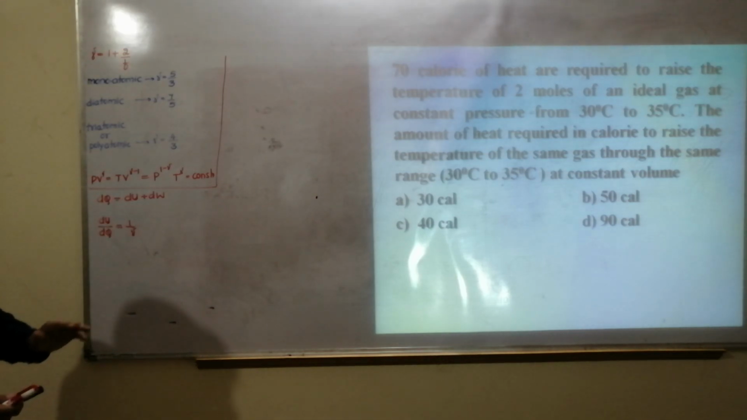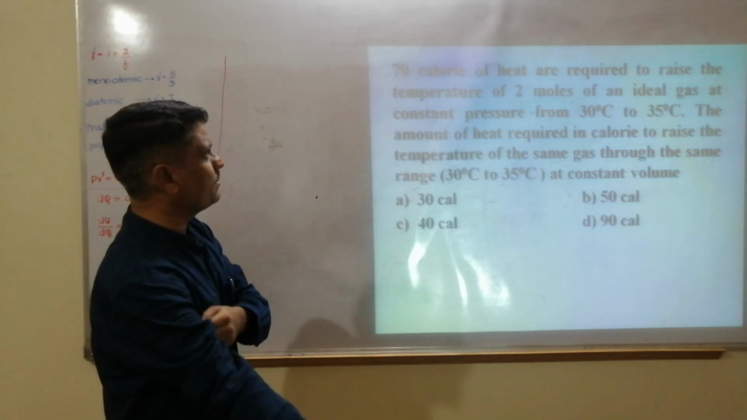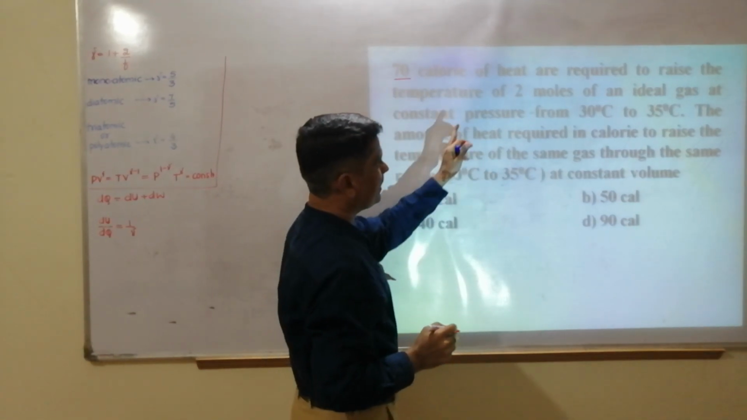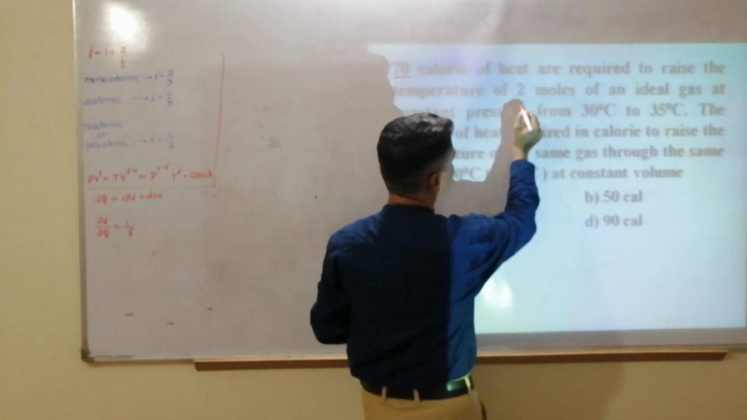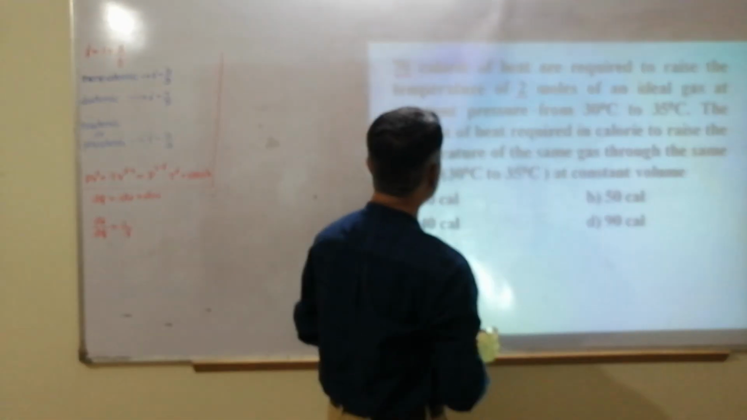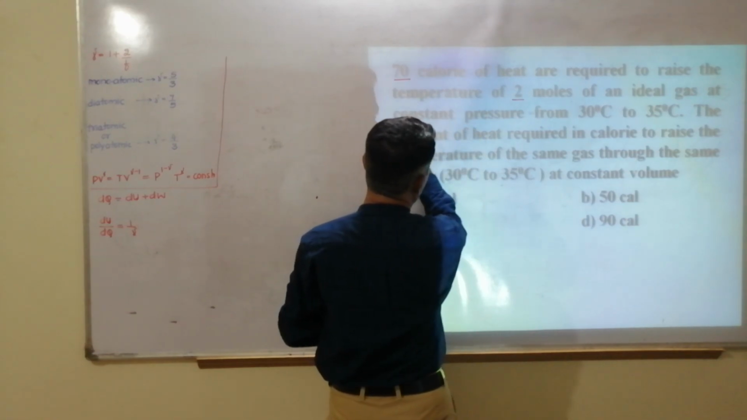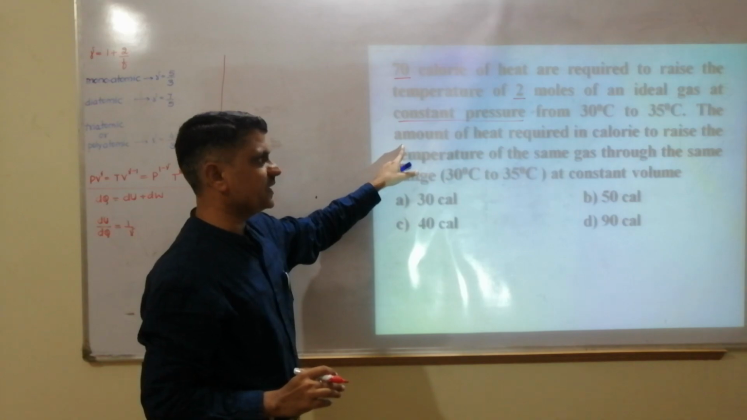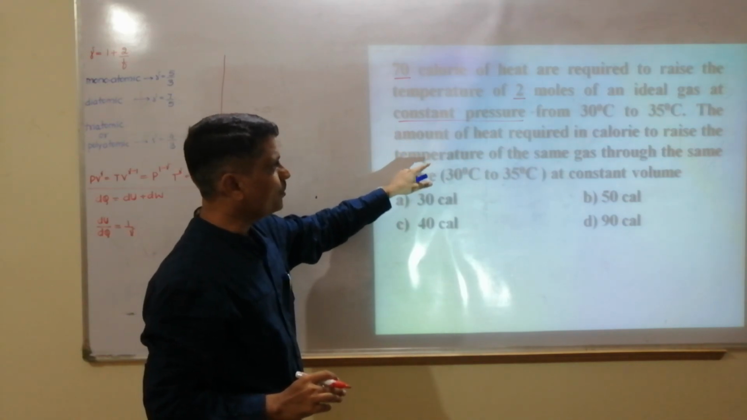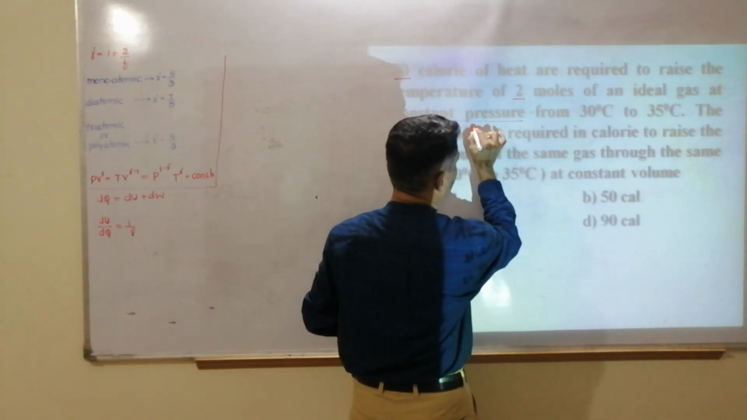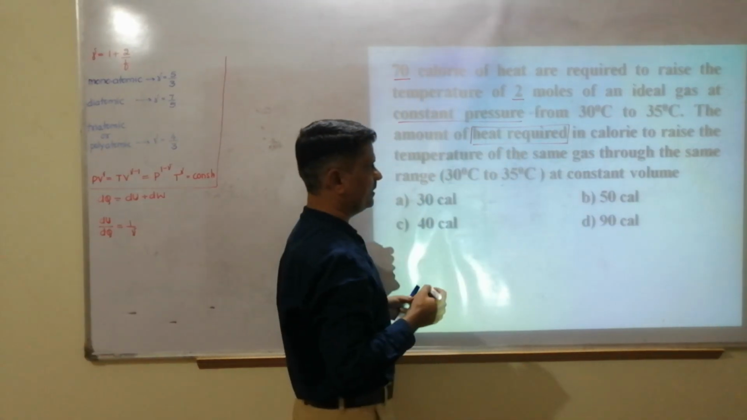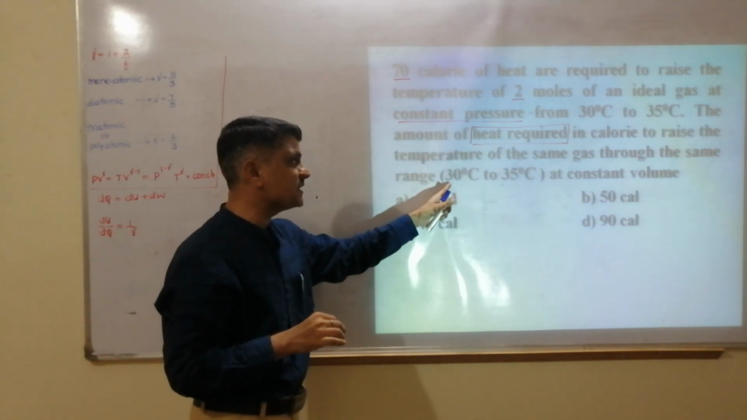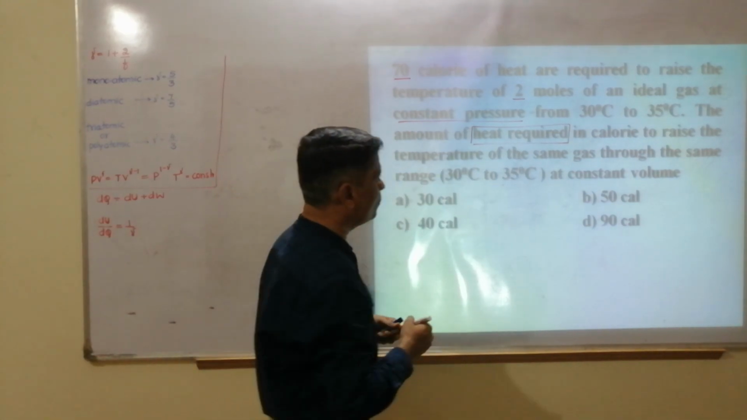Okay, see now today's first problem is: 70 calorie of heat is required to raise the temperature of 2 moles of an ideal gas at constant pressure from 30 degrees Celsius to 35 degrees Celsius. The amount of heat required, in calorie, to raise the temperature of the same gas through the same range at constant volume.